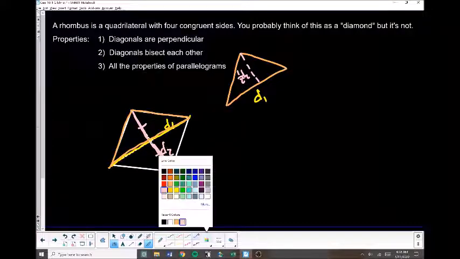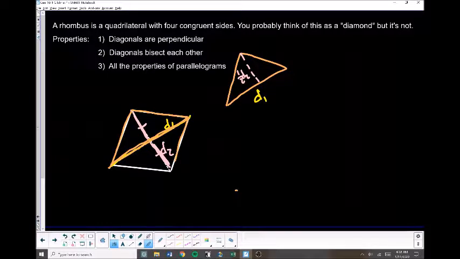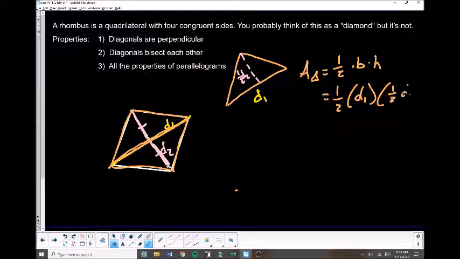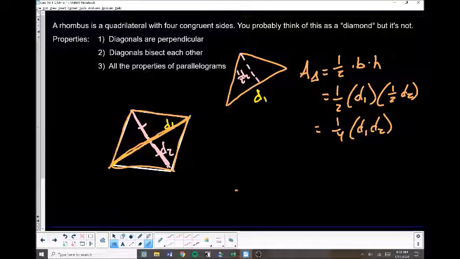So the area of this first orange triangle, and I can't stress enough, remember there's 2 of these. So when we find one, we found the other. But the area of this triangle is 1/2 times the base times the height. But the base we're calling D1, and the height is half of D2. So that's altogether 1/4 of D1 times D2. That's the area of this triangle right here.